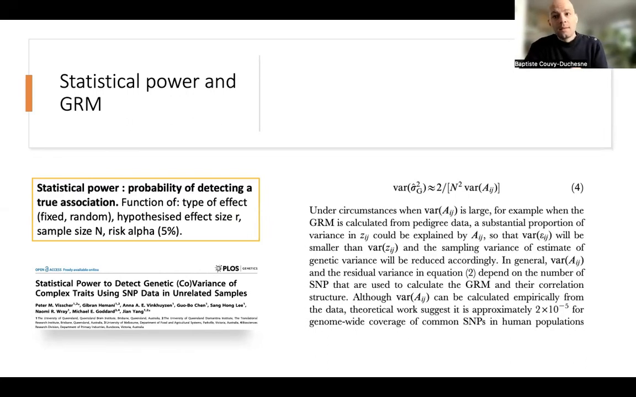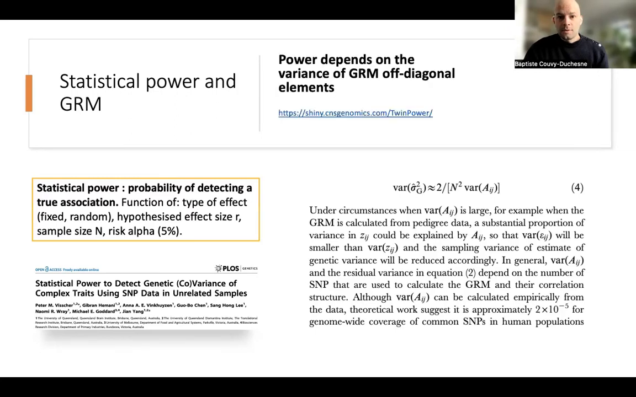So I'm relying on this paper by Peter Visscher and colleagues, where they derived the statistical power formulas for variance components and for genetic correlation coefficients. What they end up with is this formula, which is that the variance of the estimate, from which we can easily access the power, is a simple function of n, the sample size, and the variance of the GRM, so the variance of the off-diagonal elements of the GRM, which is approximately 2⁻⁵ in human populations. So we can get a very simple estimate of power simply based on the sample size.